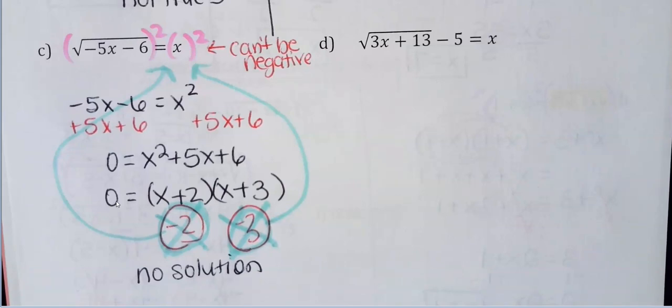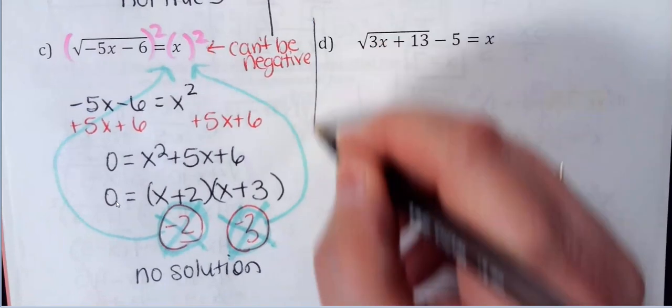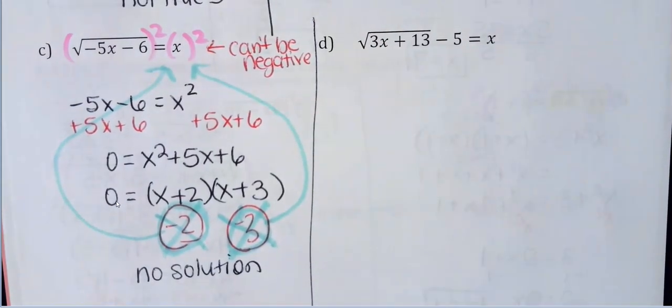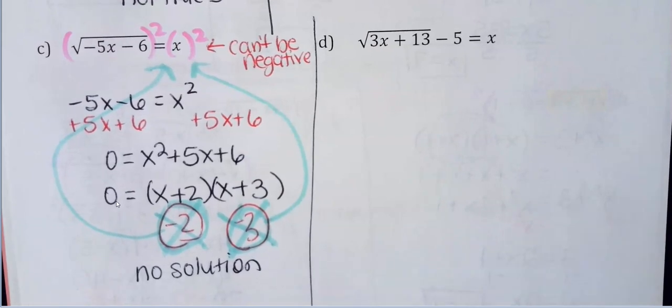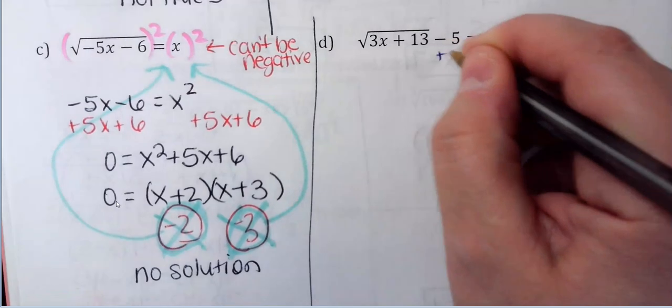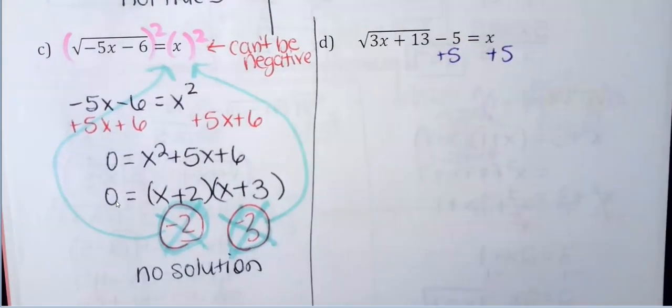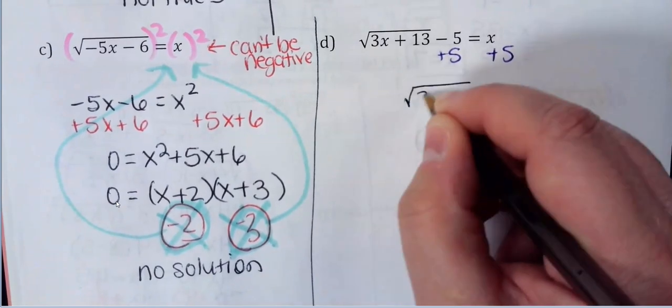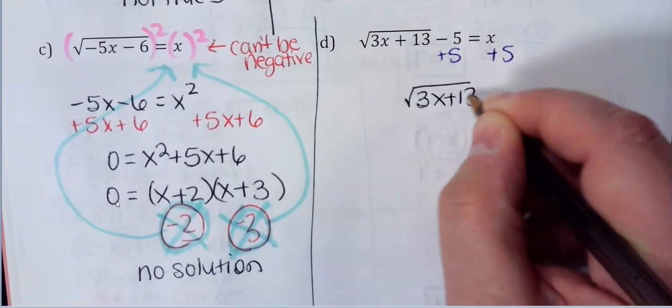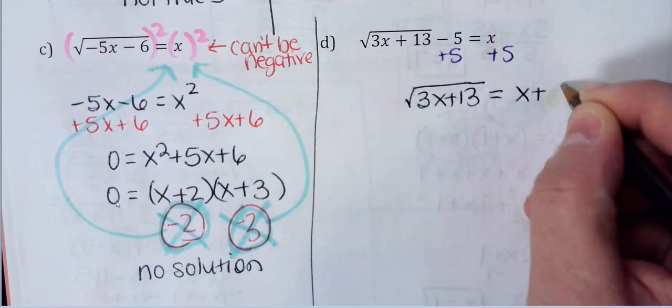Okay. Now I'm going to do one more, and this one's probably the trickiest of all. I don't have the radical alone in this last question, so I do have to do one step real quick before I can square both sides, and that's going to be to move this 5 by adding it to the other side. Okay, now I have square root 3x plus 13 equals x plus 5.